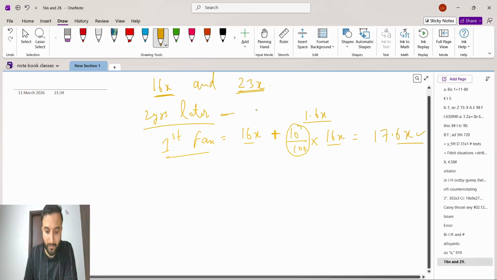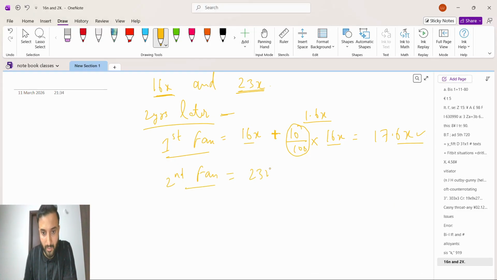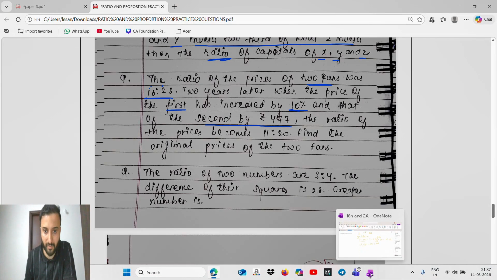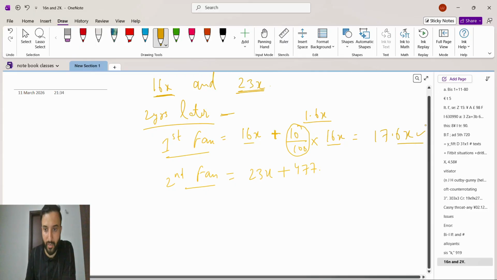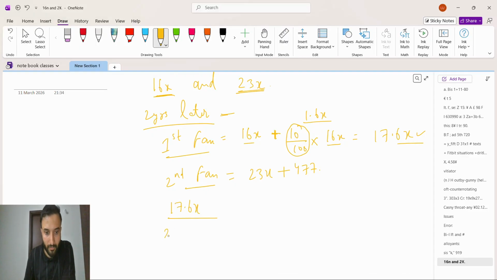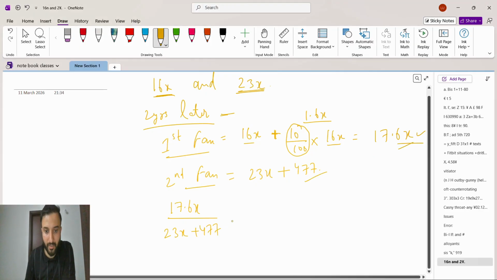So the second fan increased by 477 rupees means the second fan cost is 23x increased by 477 rupees. So 23x plus 477. In this question it is a ratio of price. The ratio of price becomes 11 is to 20. The ratio of price means first fan price divided by second fan price. First fan price this, second fan price this. Ratio becomes 11 by 20.